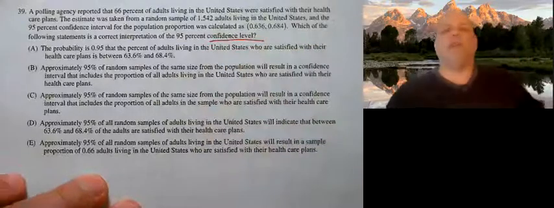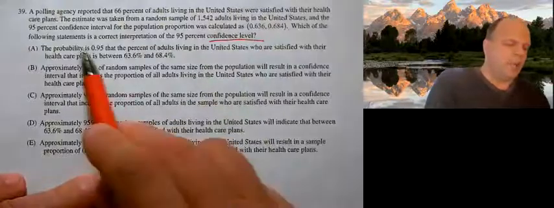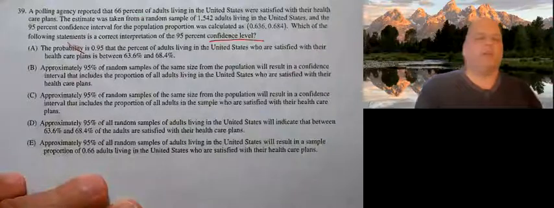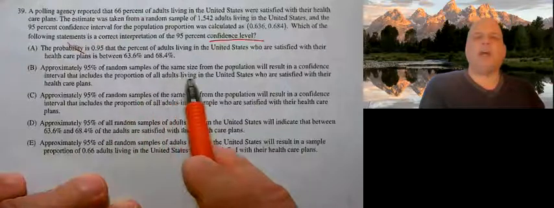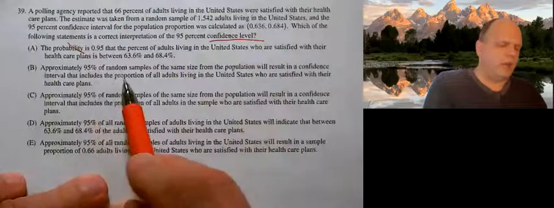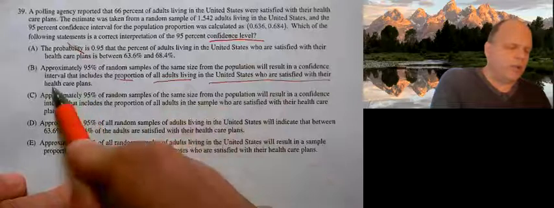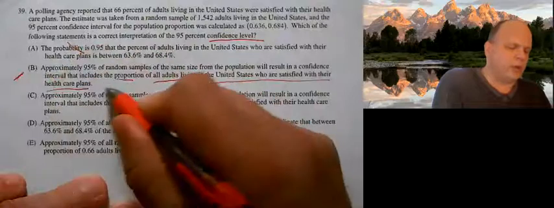So I see the words confidence level and I start thinking in repeated sampling or taking all samples. And remember, we don't like saying probability. So I'd rather say, probably not this one. As soon as I see probability, I kind of stop reading unless I have to come back. Approximately 95% of random samples of the same size from the population will result in a confidence interval that includes the proportion of all adults living in the United States who are satisfied with their healthcare plans. This sounds pretty good. This sounds like a good possibility right there.